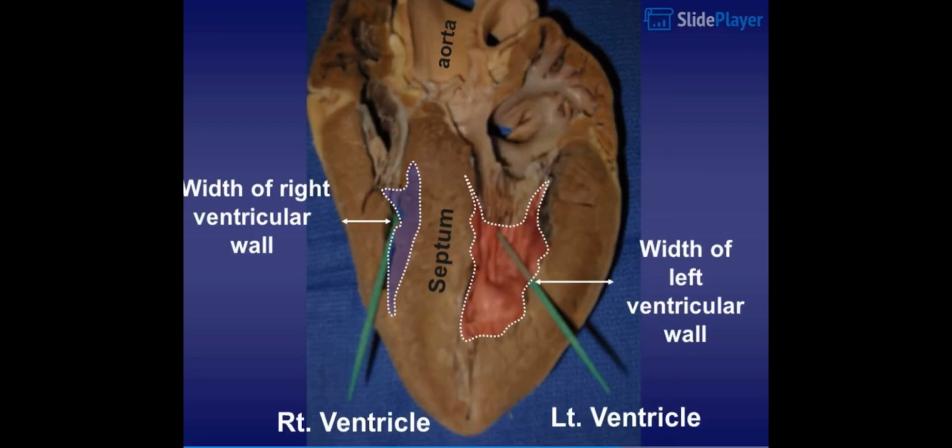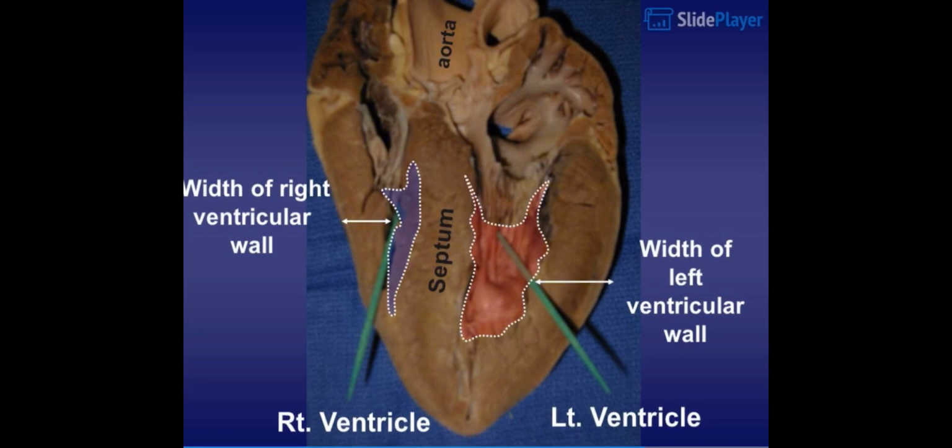Right. Left. Width of right ventricular wall. Width of left ventricular wall. Aorta. Septum. Steps. Point out both ventricles and septal wall. Have students compare width of right ventricular muscle with that of the left ventricular muscle.